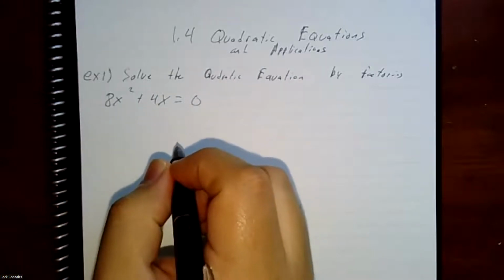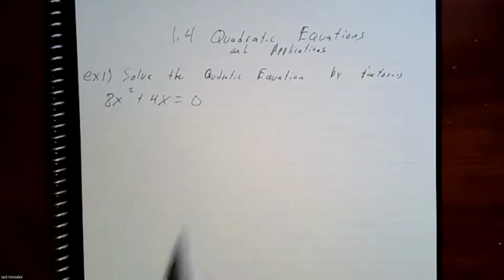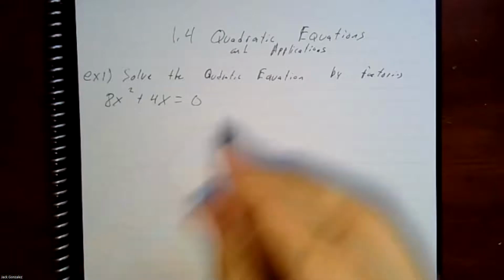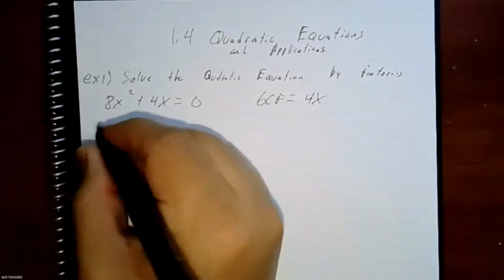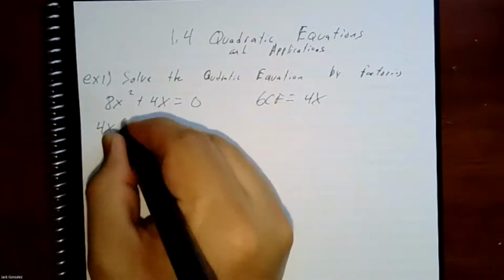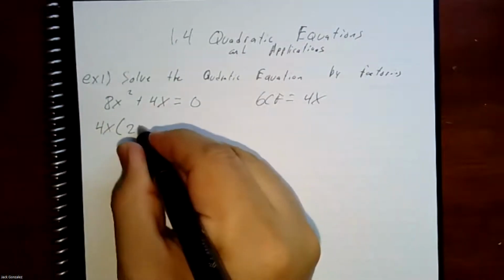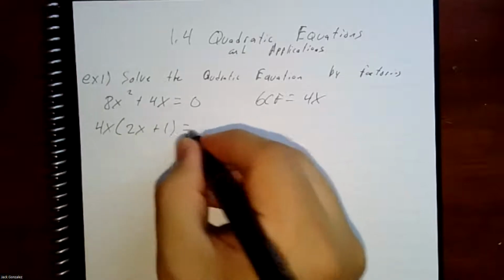Right, so here we have, what do these two have in common? 4x. Yeah, it's going to be 4x on each of them. So if you factor that, you're going to get 2x plus 1.